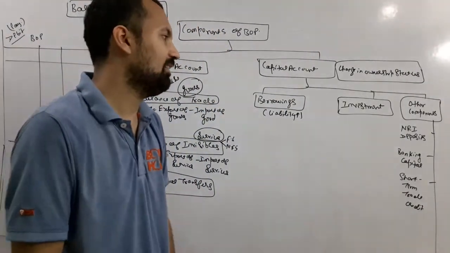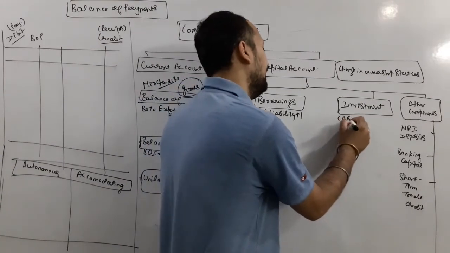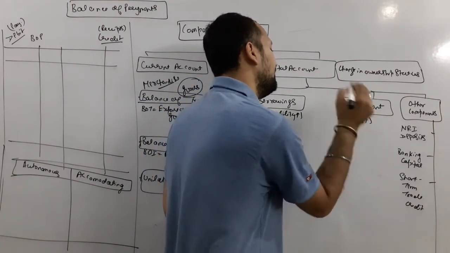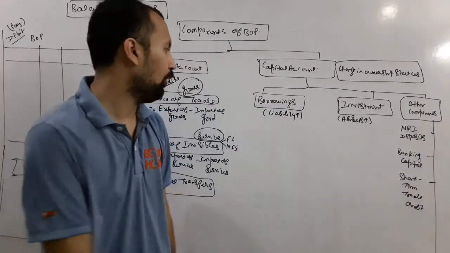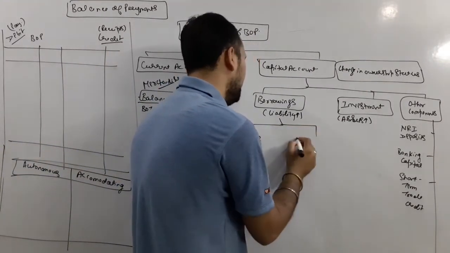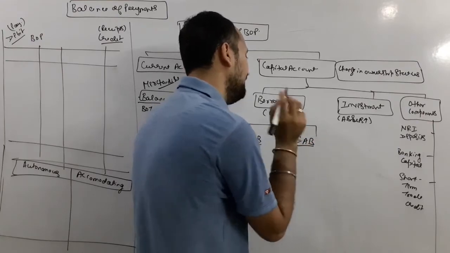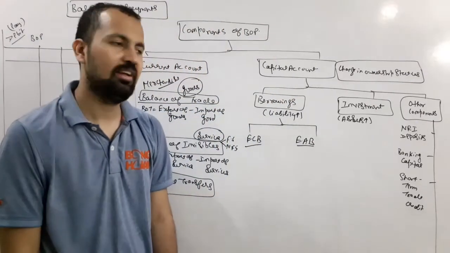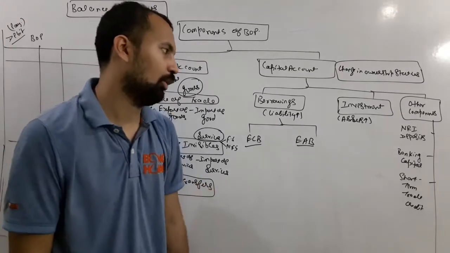It means that we are investing something or investing somewhere. That is, it leads to change in the ownership status. That is, assets were increasing. So borrowings can further be classified into two parts. One is ECB, one is EAB. ECB means external commercial borrowings, EAB means external assistance borrowings.